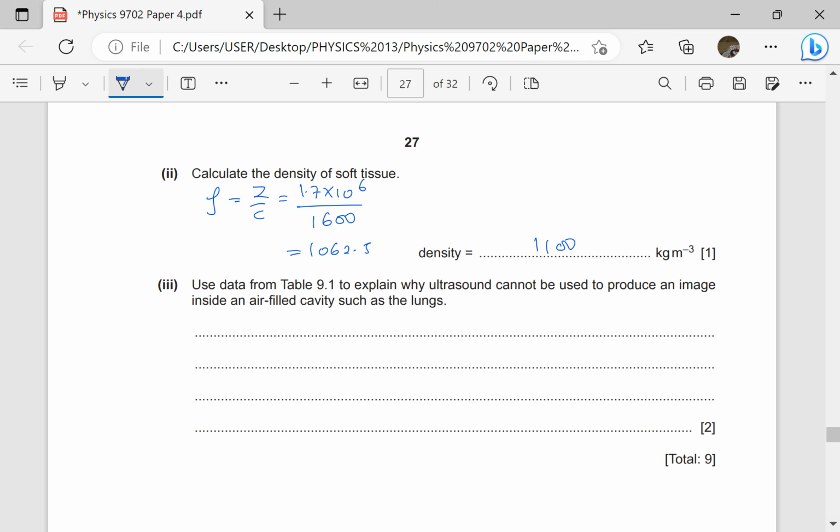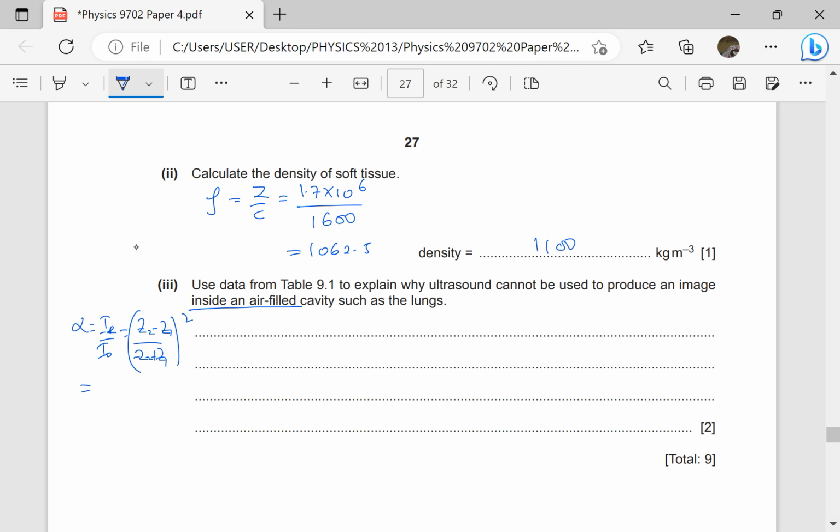Then use data from the table to explain why ultrasound cannot be used to produce an image inside an air-filled cavity such as the lungs. I think we discussed that in a unit called medical physics. We can first find the intensity reflection coefficient to remind ourselves. Alpha, the intensity reflection coefficient, is the ratio of the reflected intensity to the incident intensity on the boundary, which is equal to Z2 minus Z1 over Z2 plus Z1, squared.